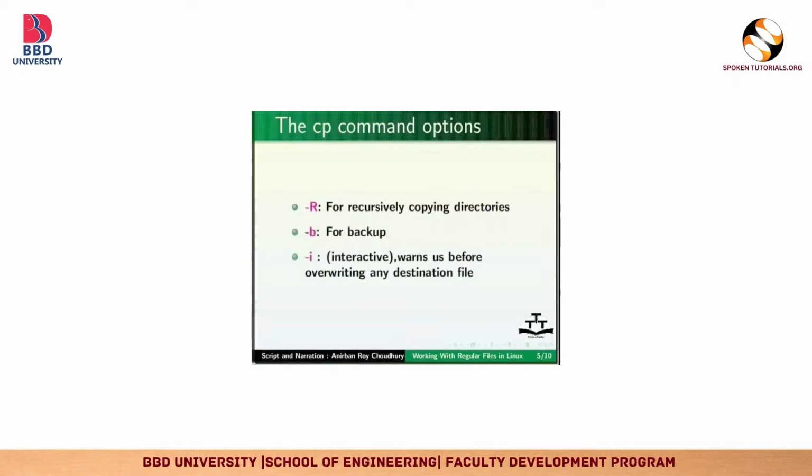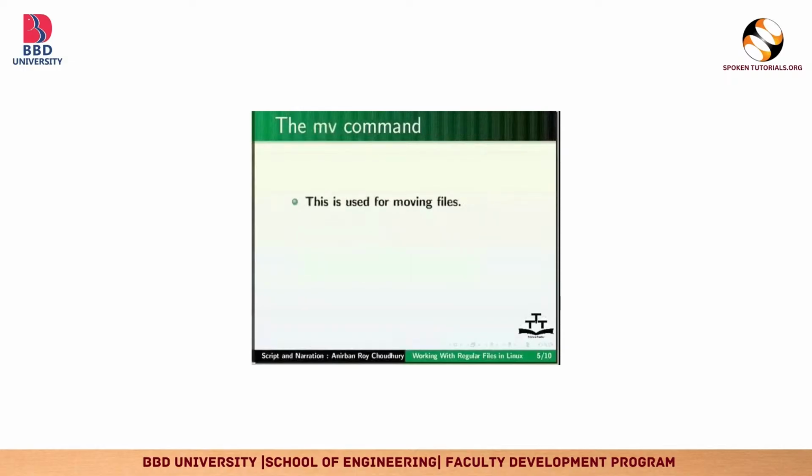Now let us see how the mv command works. This is used for moving files. Now how is that useful? It has two major uses. It is used for renaming a file or directory. It also moves a group of files to a different directory. mv is very similar to cp, which we have already seen. So let us quickly see how mv can be used.